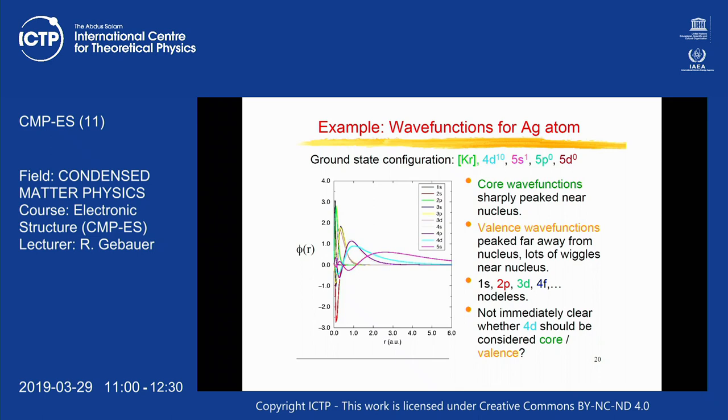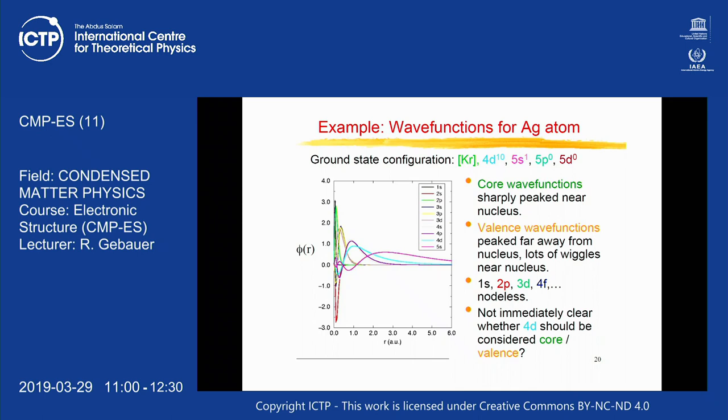You see, the 5s here, it is all these wiggles, and all the others have it. Why? Because its probability of being near the nucleus is low. Yeah, you're right that the 5s has a zero probability to be close to the nucleus, but this is not the reason why it's oscillating. I mean, you could just go like this to zero and it would also have a zero probability.